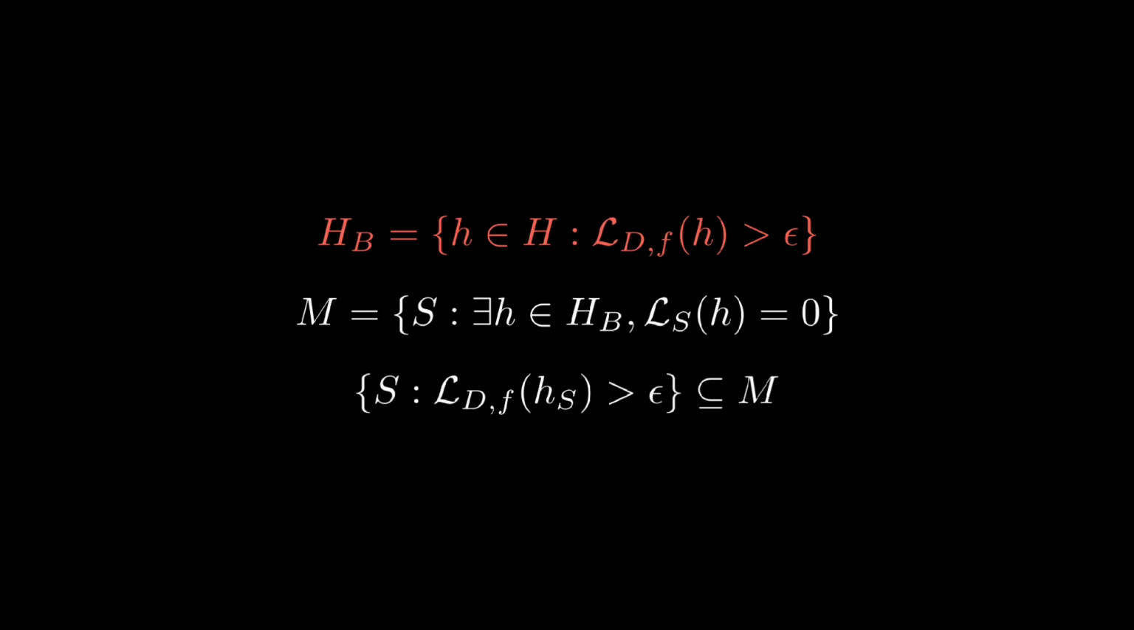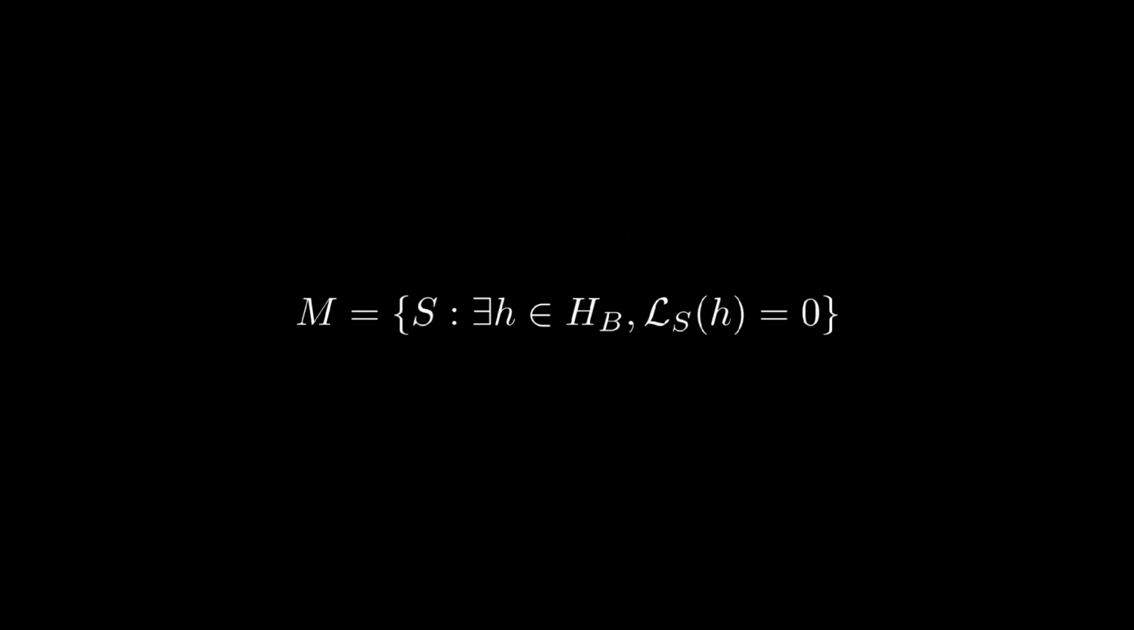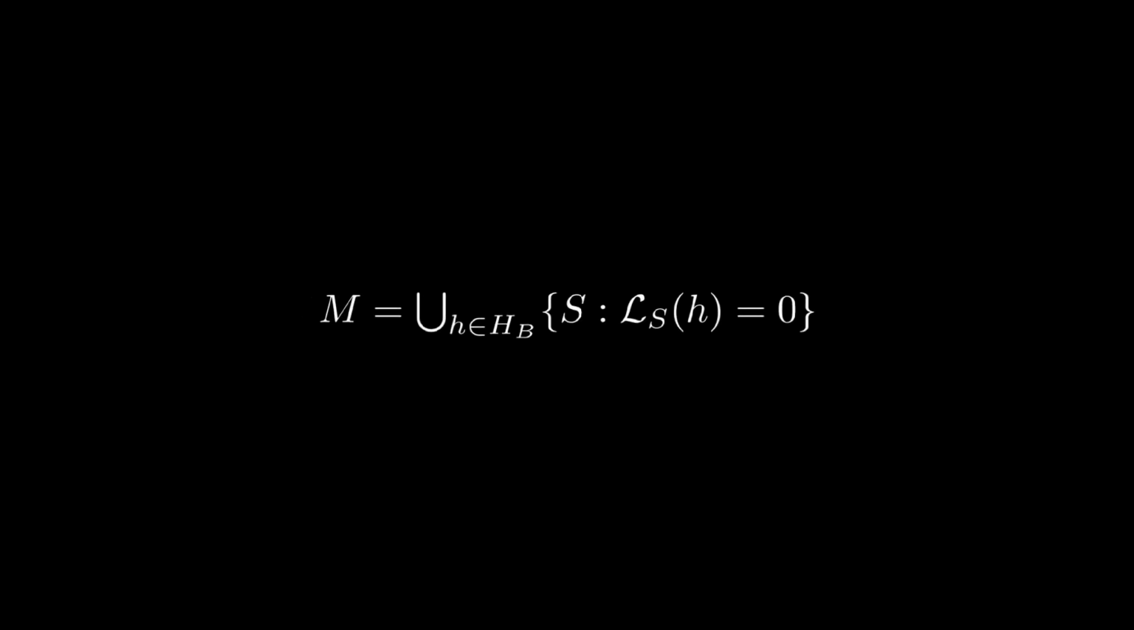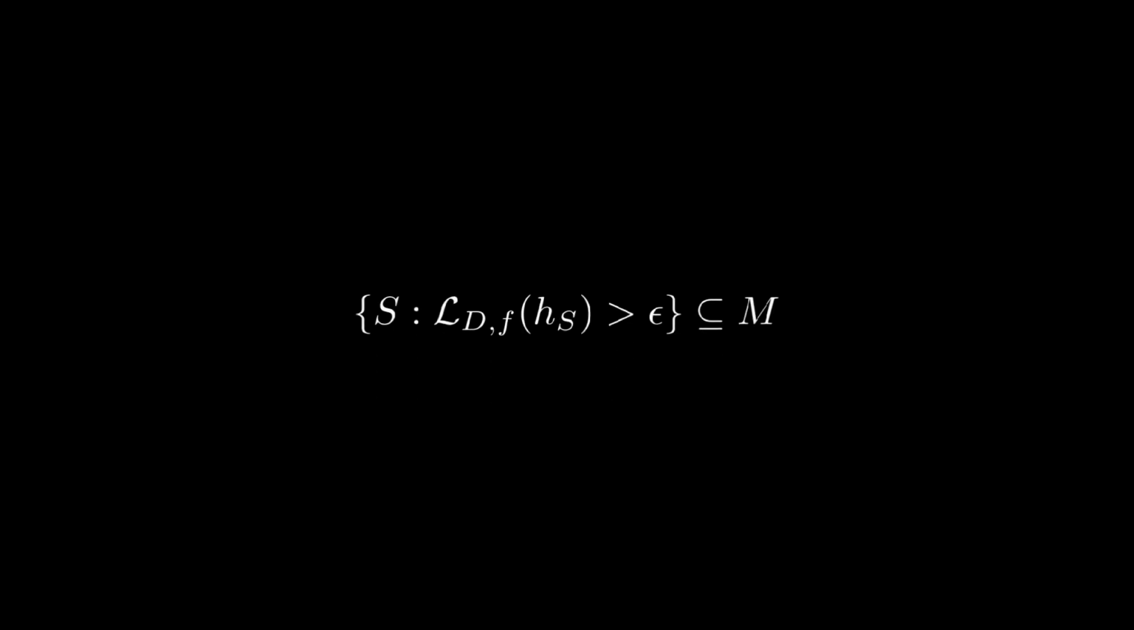Great. Now take a look at this set. Notice how we can write it as a union of samples on which a specific bad hypothesis has training error 0. We will just go over all the bad hypotheses and then we can take the union of those samples and we will have the set M. Now getting back to this relation, we can claim the following.